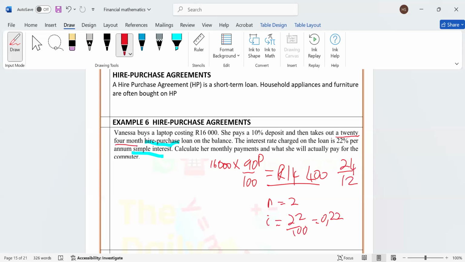Are we still good? Next, we're going to calculate the accumulated amount. How do you calculate the accumulated amount? You're going to use the formula A is equal to P(1 plus iN), not 1 plus i to the power of n. It's hire purchase, simple interest. So you're going to have A equal to... Now, this is the mistake that Lenas made. Guys, you can't use 16,000. 16,000 is what the computer cost, but that's not what we are borrowing. It's not the principal.